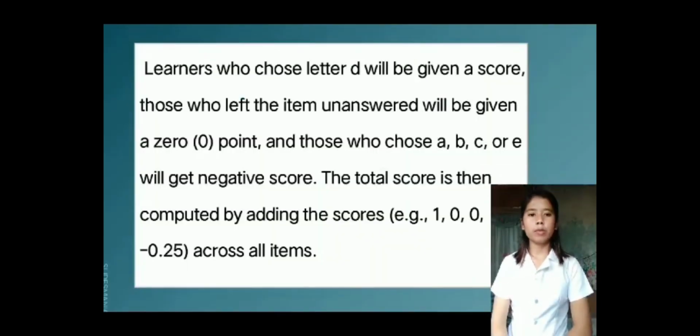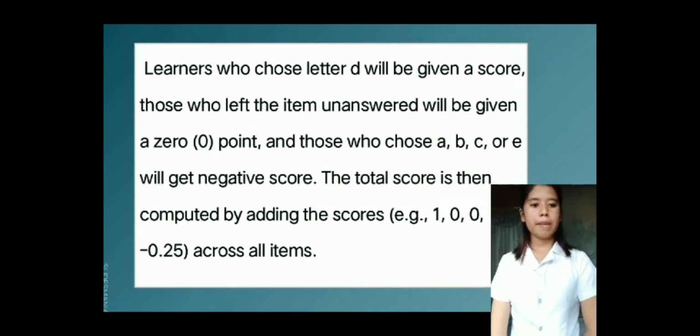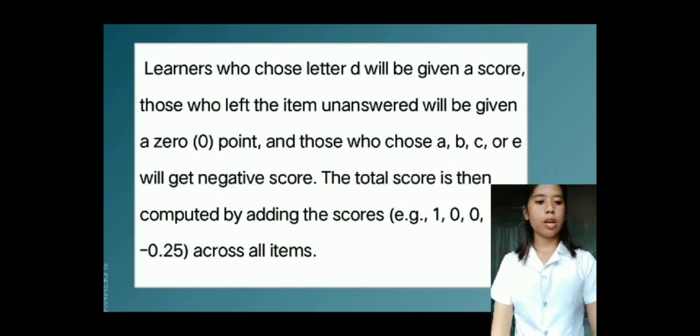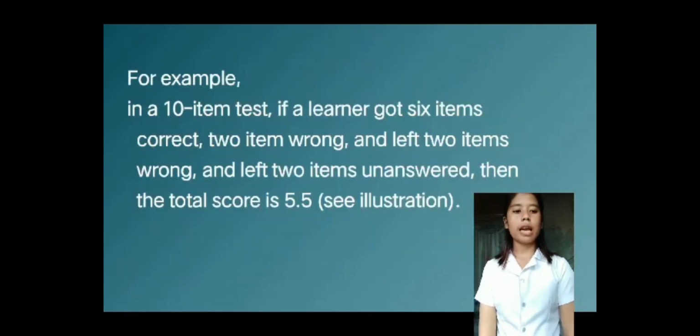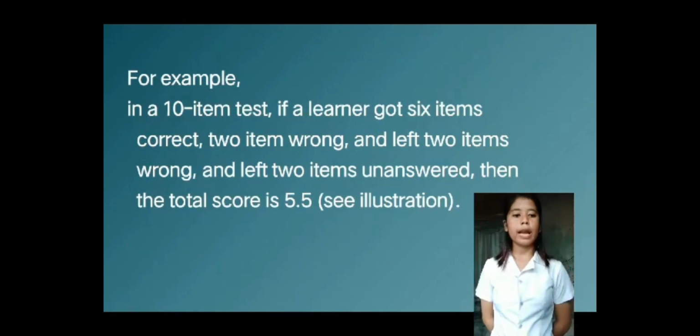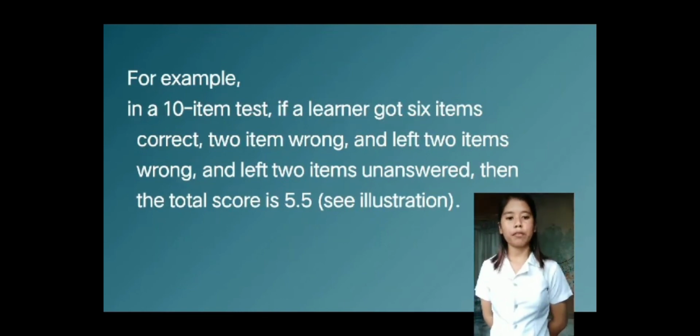Learners who choose letter D will be given a score. Those who left the item unanswered will be given 0 points. And those who choose A, B, C, or E will get a negative score. The total score is then computed by adding the scores. Example: 1, 0, -0.25 across all items. For example, in a 10-item test, if the learner got 6 correct answers, 2 items wrong, and left 2 items unanswered, then the total score is 5.5.